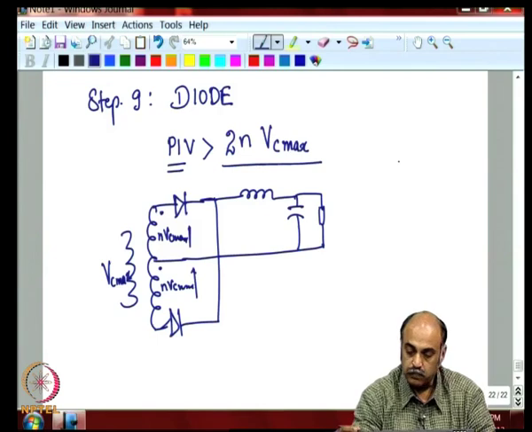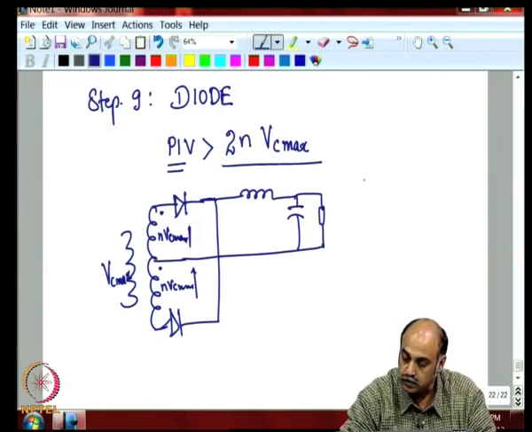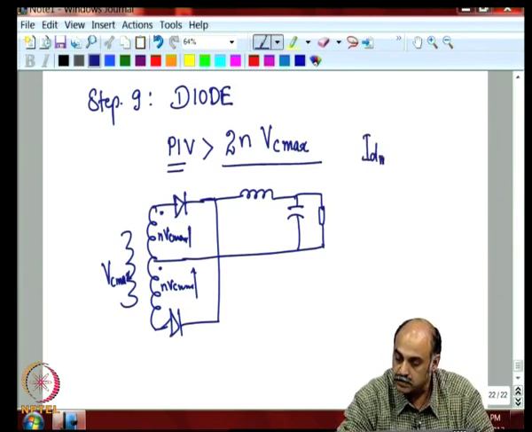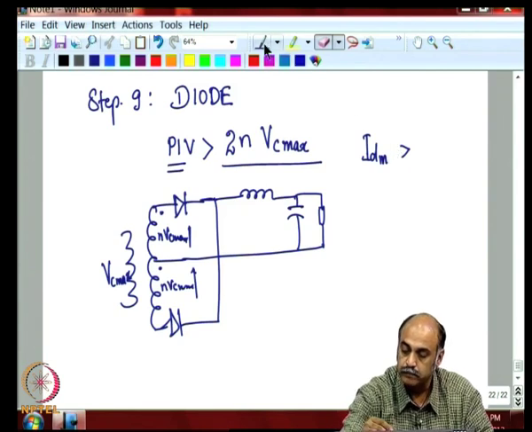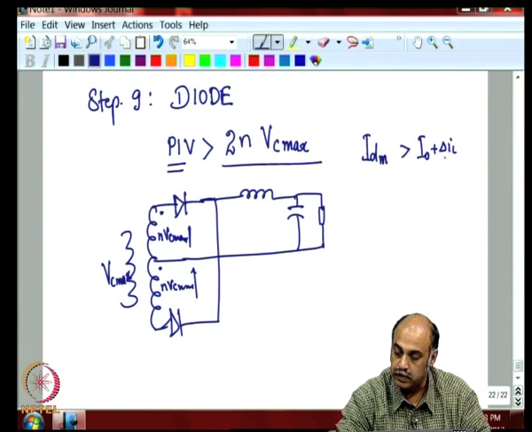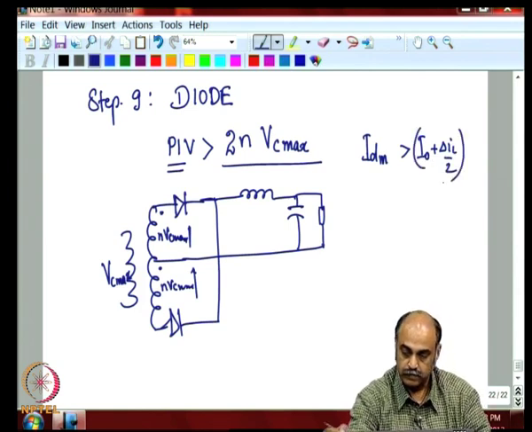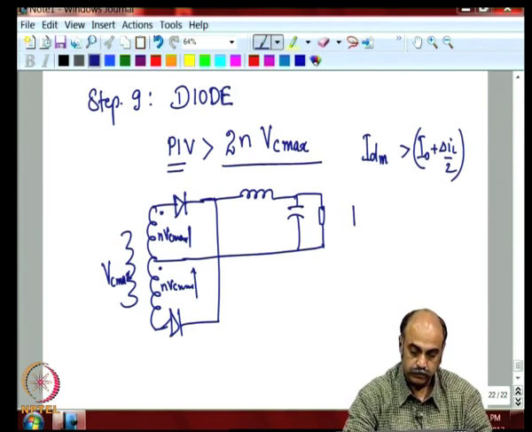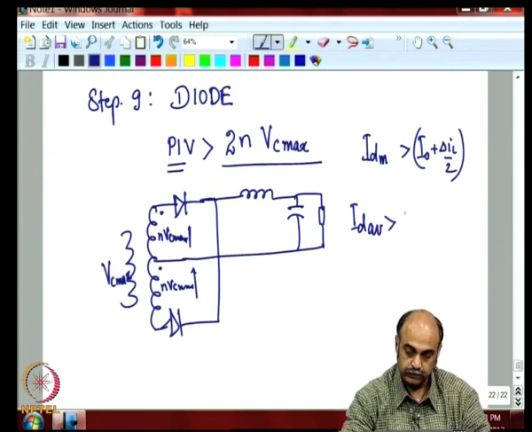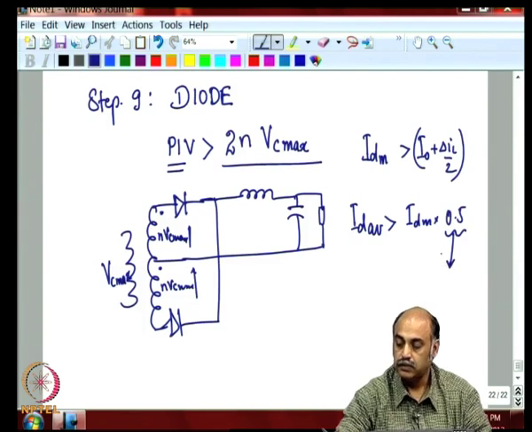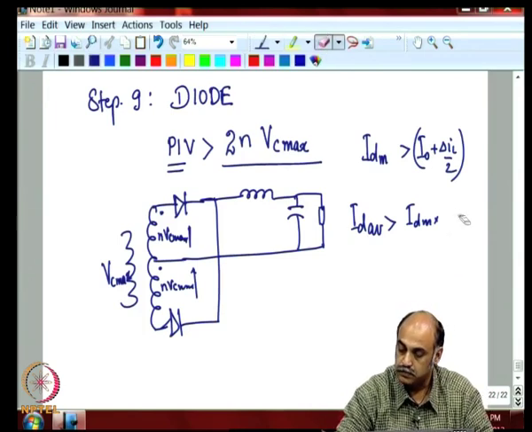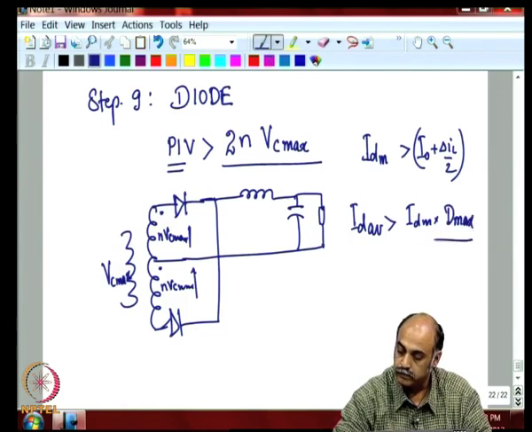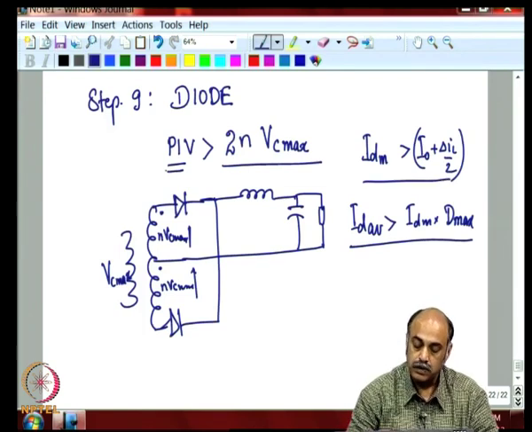And what should be the peak value of the current? The peak value of the current through it is whatever I naught, ID max should be greater than, or the IDM value should be greater than I naught plus delta IL by 2 and the average value ID average should be greater than IDM into 0.5 because maximum duty cycle is less than 0.5, or you could say IDM into D max. So, this would be the ratings of the diode.